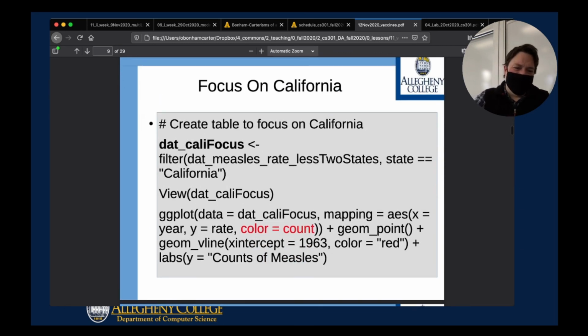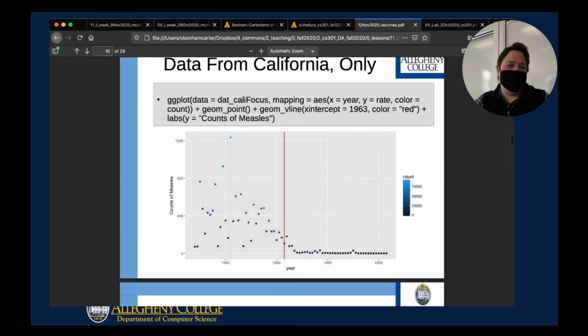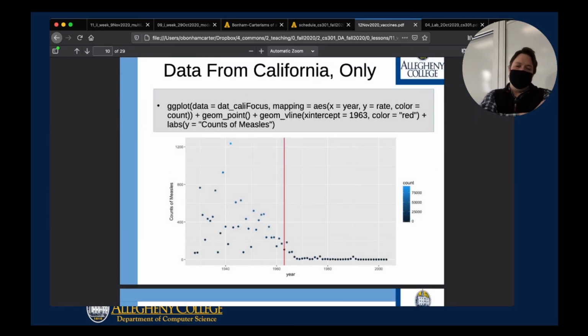We focus on California in this lab. I call this Califocus, and that is because California was selected as one of those states that would be representative of the rest of the country. The idea is that you have fewer data points to worry about and fewer things to plot, but it's still a good representation of the rest of the data. Looking at just the California data, you can see that the cases are all over the place between 1940, 1950, 1960, but after 1963 in this case, you can see that they begin to come down. We begin to get control over measles.